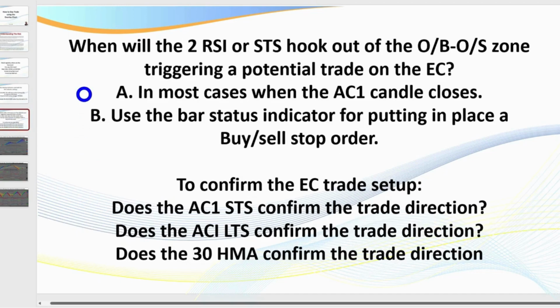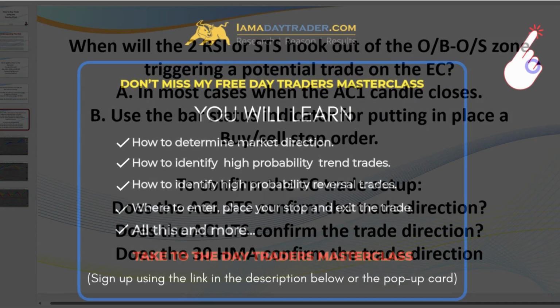Now one of the most often asked questions is, when will the 2-period RSI or the short-term stochastic hook out of the overbought or oversold zones?